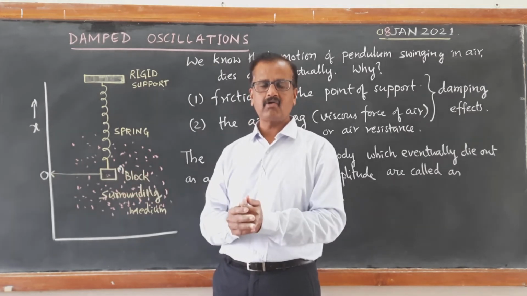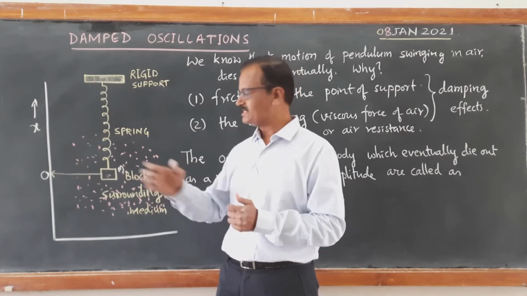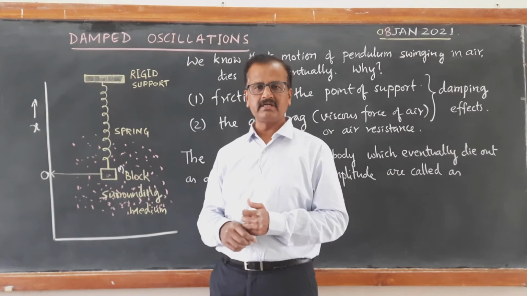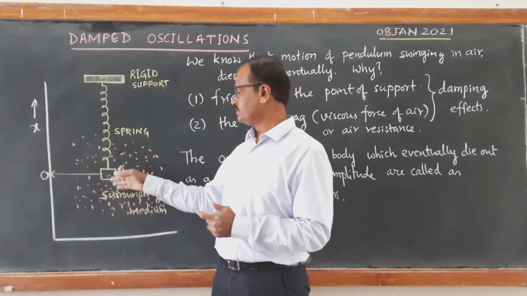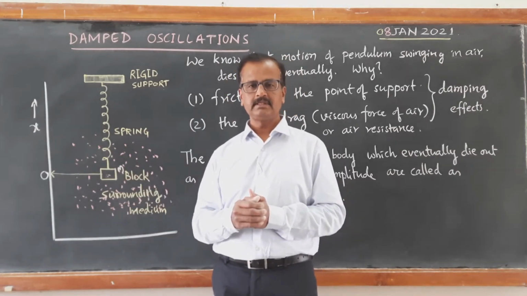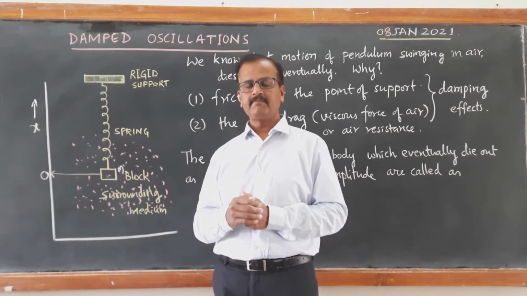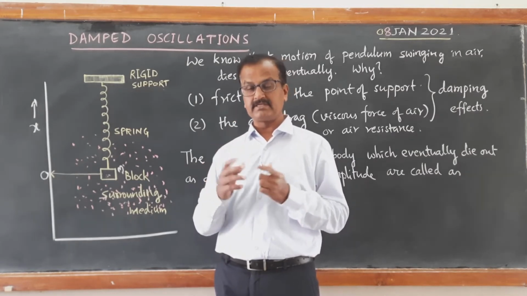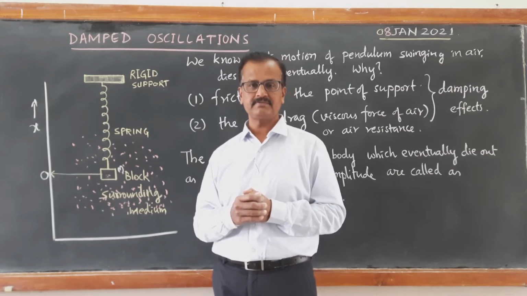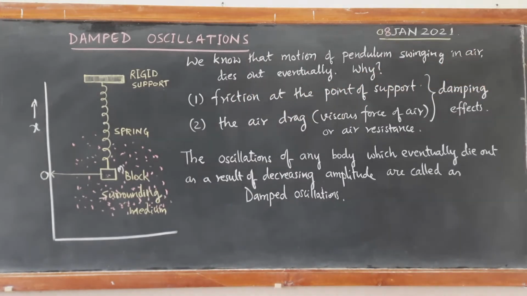Such oscillations are called damped oscillations. As I have told you, the reasons for the damped oscillations in this case are the friction at the point of support and the surrounding medium in which the oscillations take place. Let us study this in detail and find the equation for the angular frequency of damped oscillations, and also the equation for displacement of damped oscillations.